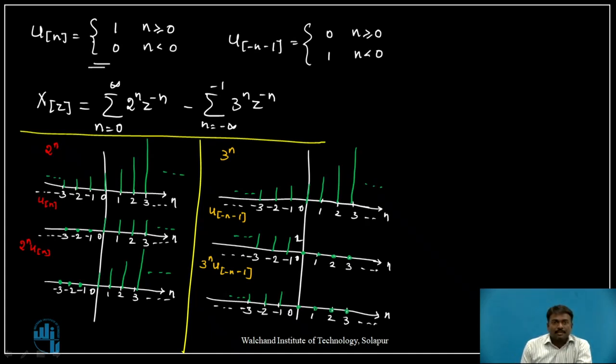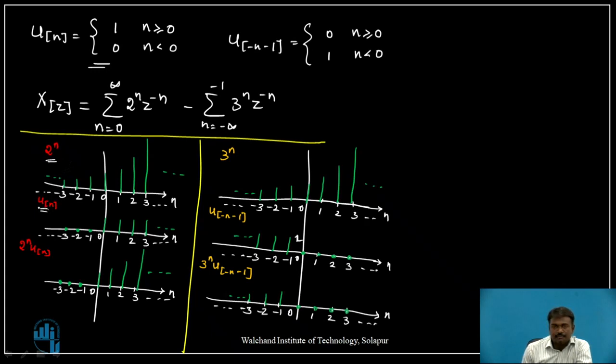Here you can see that u of n is equal to 1 for n greater than or equal to 0 and it is equal to 0 for n less than 0. And u of minus n minus 1 is equal to 0 for n greater than or equal to 0 and it is equal to 1 for n less than 0. So in the graphical representation, you can see that the first graph represents the 2 to the power n, which is a growing exponential signal.